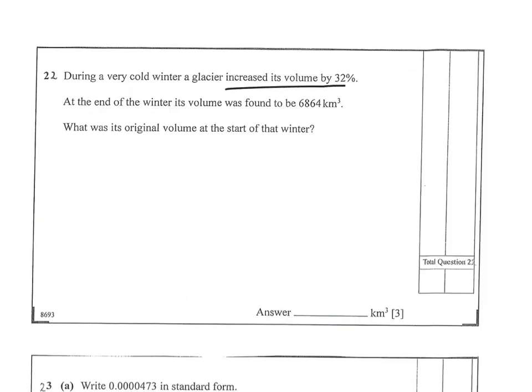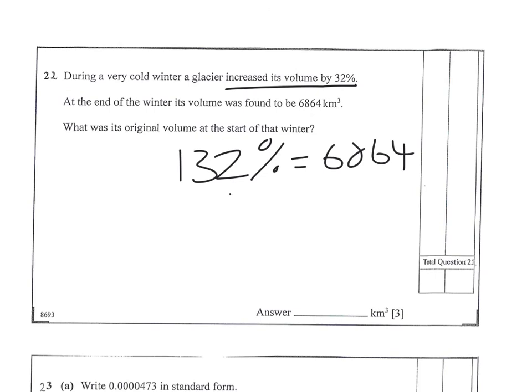If we've increased volume by 32%, that means we have 132%. We work out 1% by dividing 6,864 by 132, which is 52, which means 100% is 5,200.